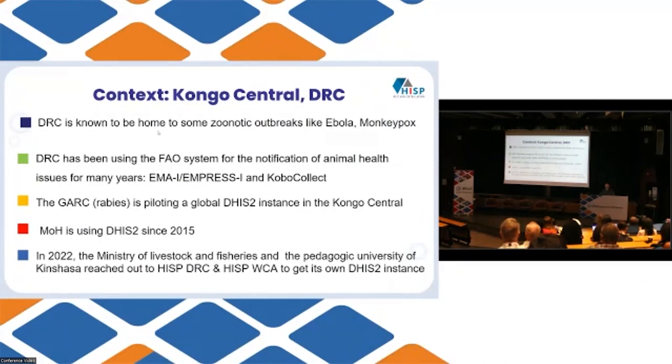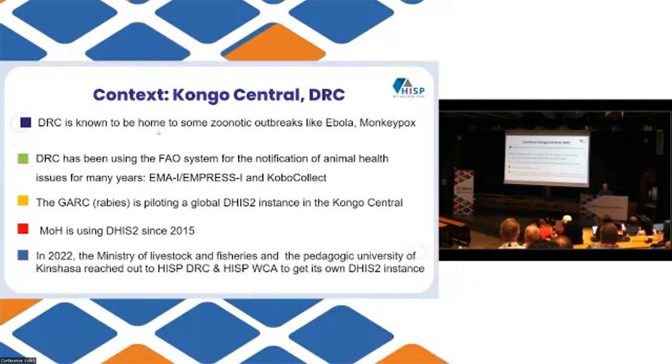So, of course, DRC is known as a hotspot for zoonotic diseases, and a great concern when it comes to disease surveillance and health security. We have Ebola, and just now we have monkeypox from DRC. And DRC has used this global FAO system for some time. IMPRESS is one, and this is about reporting to FAO at the headquarters. But based on rabies projects in one province, Congo Central, in DRC, they used DHIS2, but at a global instance, and then they wanted to make it local, and we started to work with them and to expand from rabies to more general animal health surveillance.